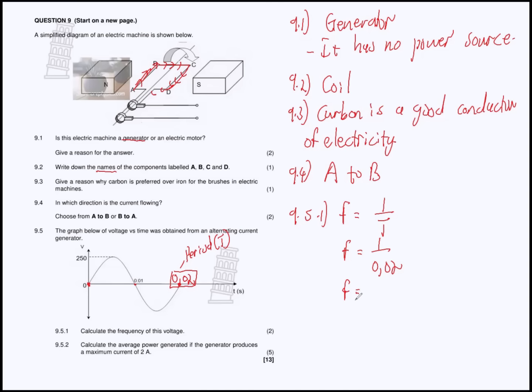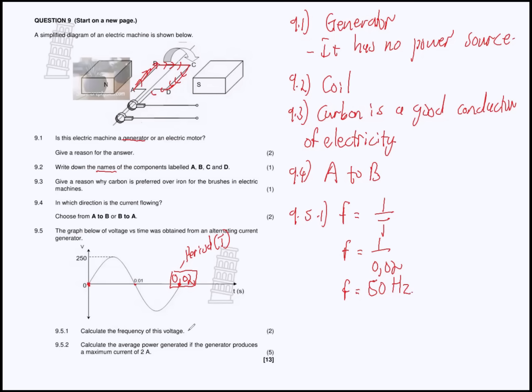So that's 1 divided by 0.02. And then we get 50. But then what is the SI unit for frequency? Hertz, Hz. Right. So just like that, we have our 2 marks right there. Okay, then we have 9.5.2.